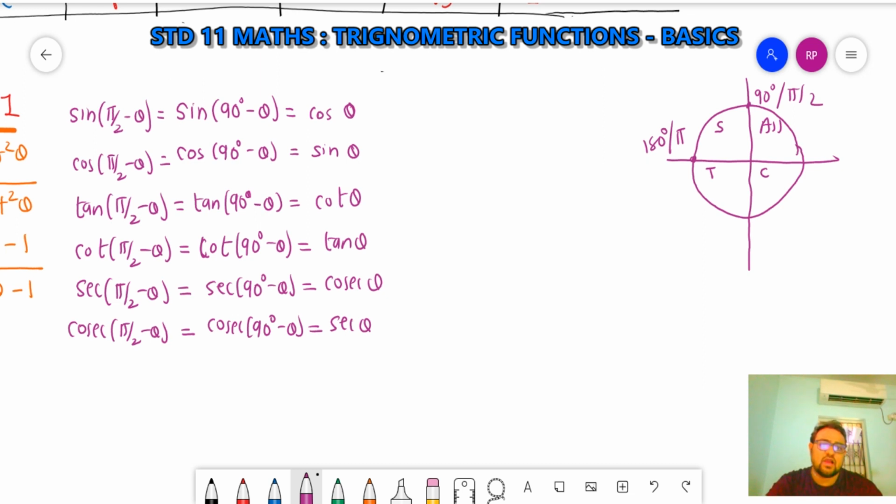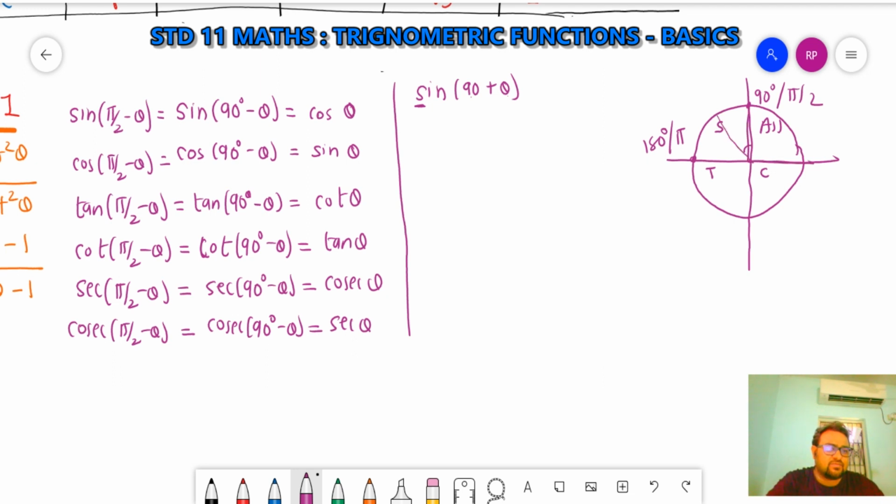Okay, but now if I take sine 90 plus theta, which angle is this? Which trigonometric sign? 90 plus theta. So this is 90 degree plus theta.